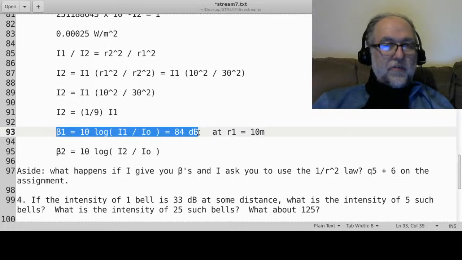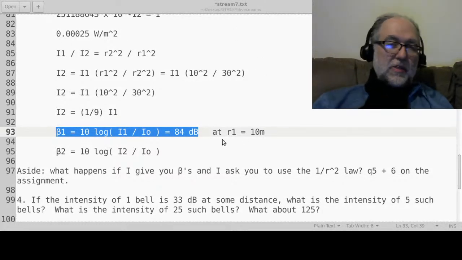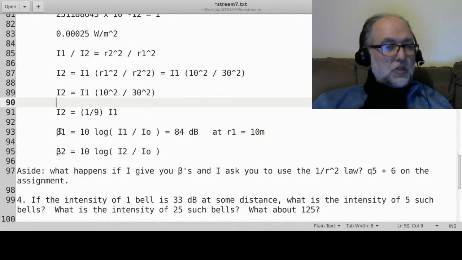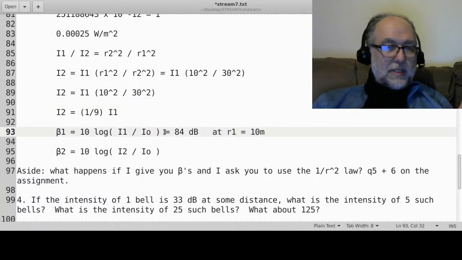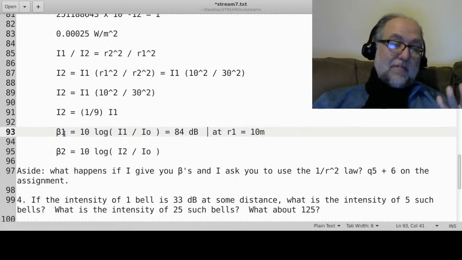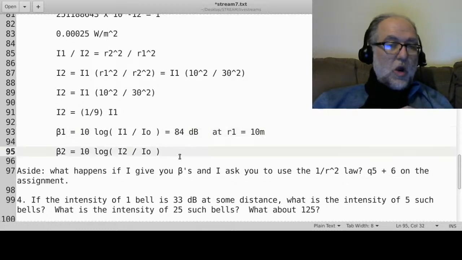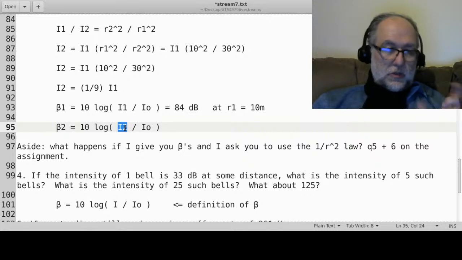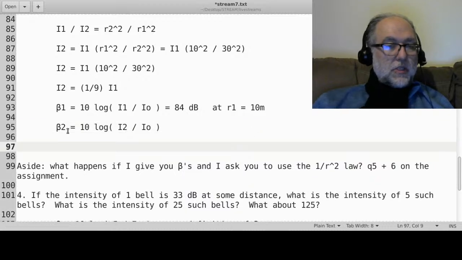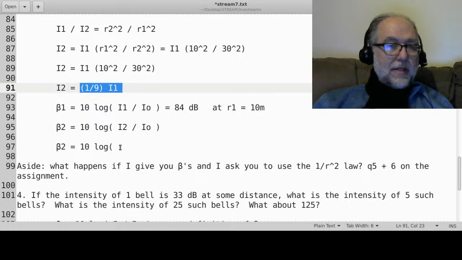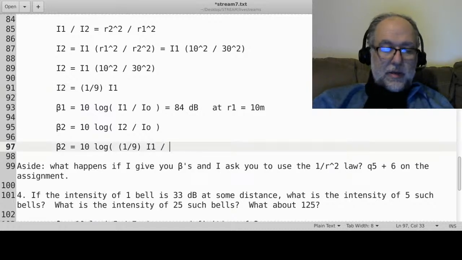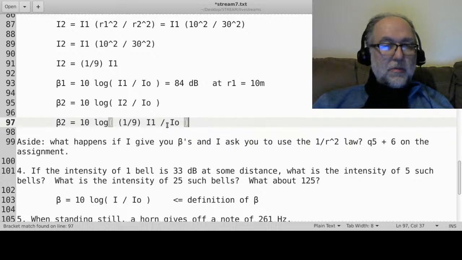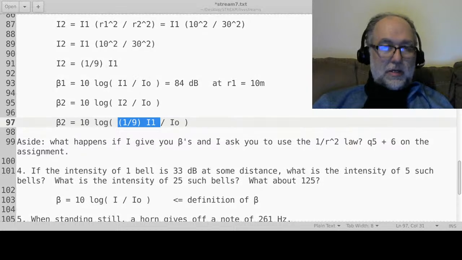Okay, good so far? I don't want to be mysterious. You say, well, what are you solving for? Nothing yet. Don't worry about it. You just know that beta 1, that's at R1, and we know that it's 84. You can also express it by definition of what beta 1 is in terms of that. This is where all the action is going to happen. So there's the formula, beta 2 and I2, a conversion between the two. And now you have beta 2 is equal to this, and instead of I2 here, I'm going to put in 1/9 of I1 divided by I naught. Does everyone see what I did here? I took I2 out and simply replaced it with 1/9 of I1.